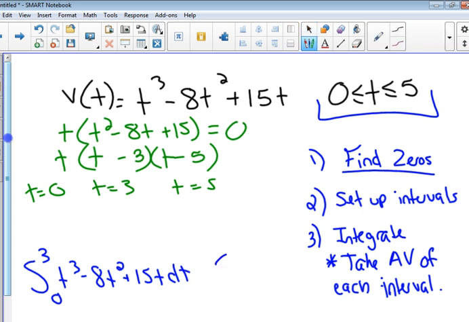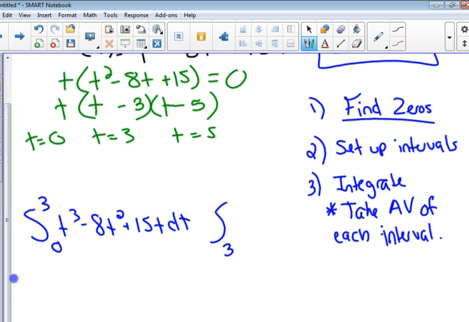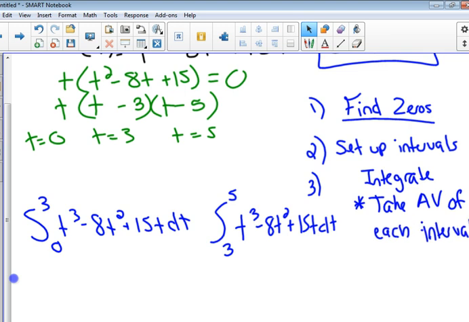Now the next part, saying it stopped at 3, where's it going to have to go to from 3? 5. Awesome. So we're going to have to go from 3 to 5 of the same thing: t cubed minus 8t squared plus 15t dt. So now it's going to be integrated? Yep, so now you're going to have to take both of them, integrate, sub them in, okay?